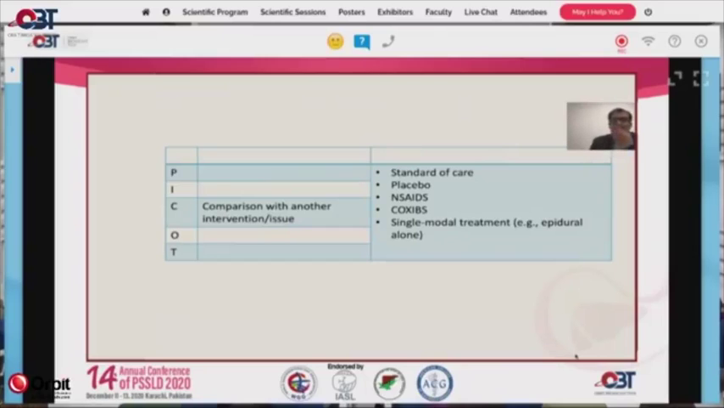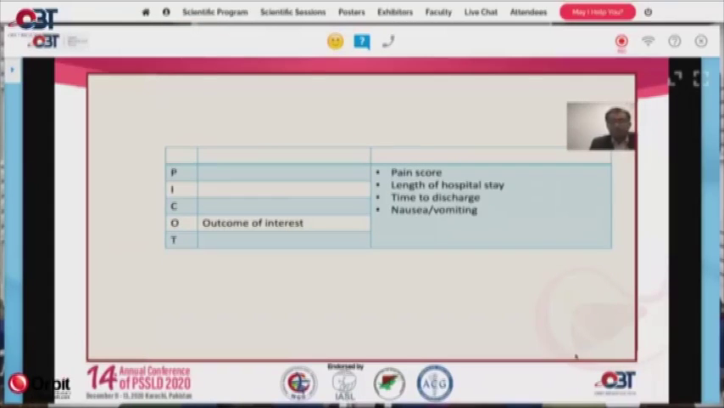C is the comparison group with another intervention. So it could be standard of care, placebo, NSAIDs, coxibs, and all. O is the outcome of interest. What is it that we are going for? So could be pain score, length of hospital stay, time to discharge, nausea. So it's important for us to commit to one or more of the items in all of these PCOT categories.